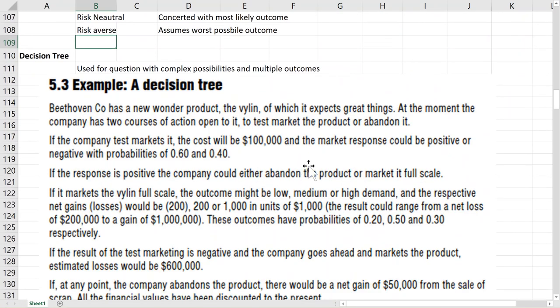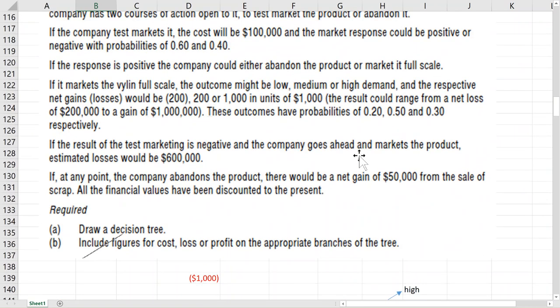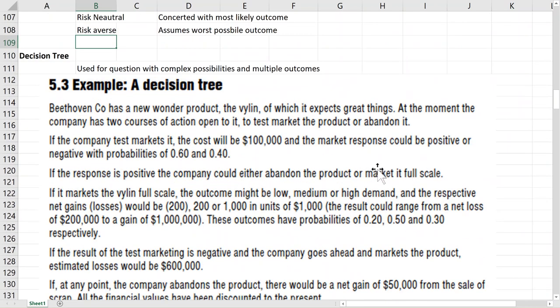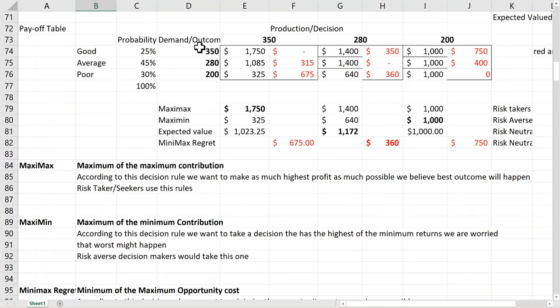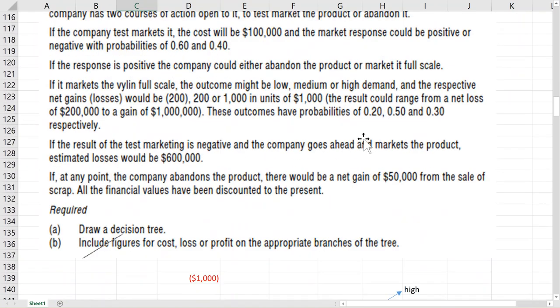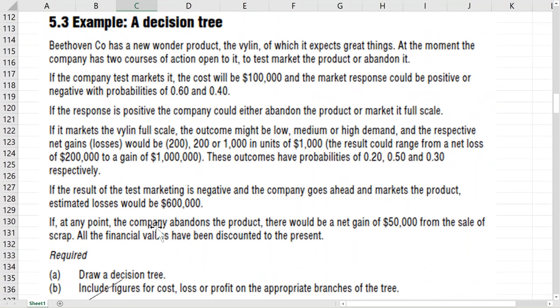Let's look at another decision tree. It uses the principle of expected value that we just saw, multiplying the outcome by probabilities, but it is used in a more complex situation. So let's look at the question and see what it is all about. Draw a decision tree, include figures for cost, loss, or profit on appropriate branches of the tree.